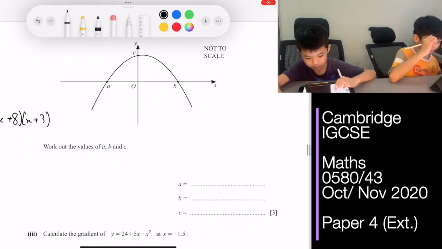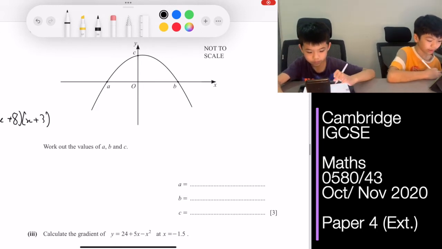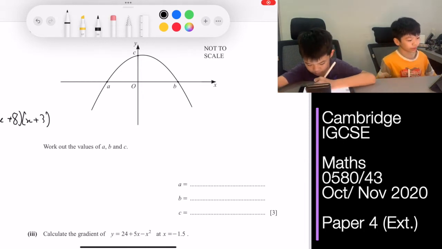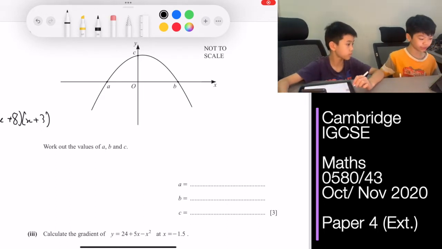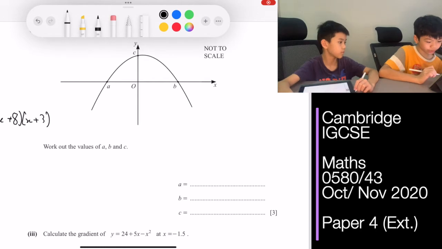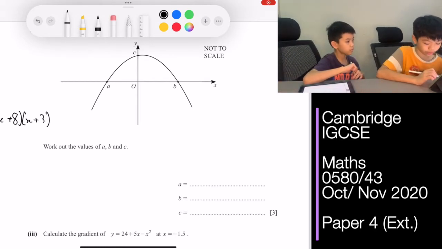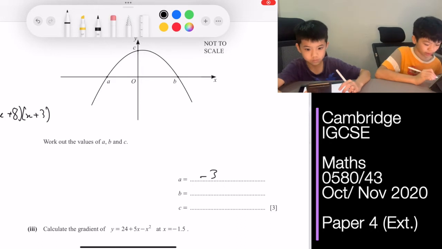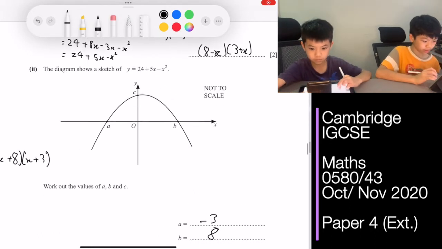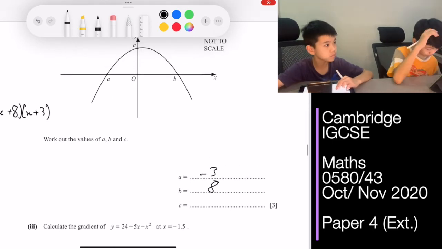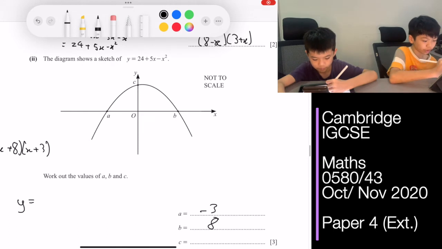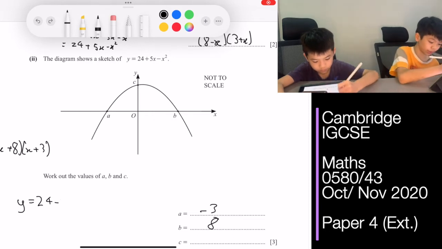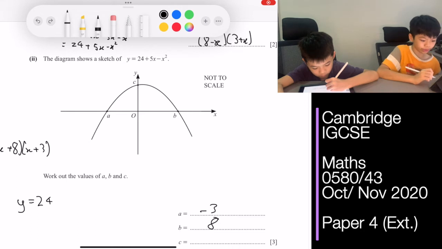So x has two values. x is either negative 3 or x is 8. So then x is a negative value, so A must be negative 3 and B must be 8. Then C, we replace all the x values with 0. So 24 plus 5 times 0, which is 0, minus 0 squared, which is 0, so y is 24.